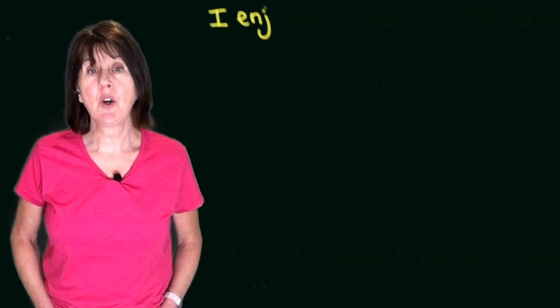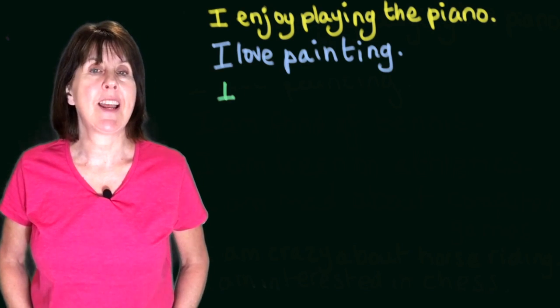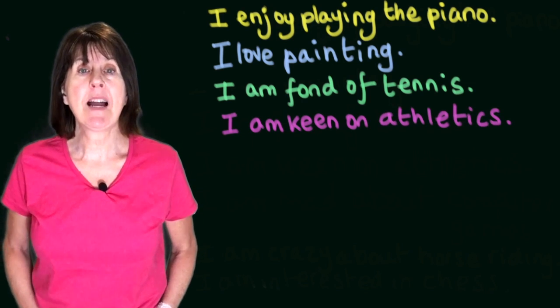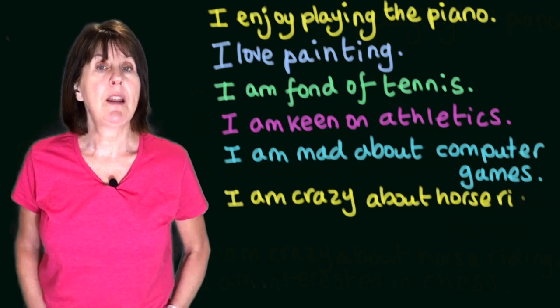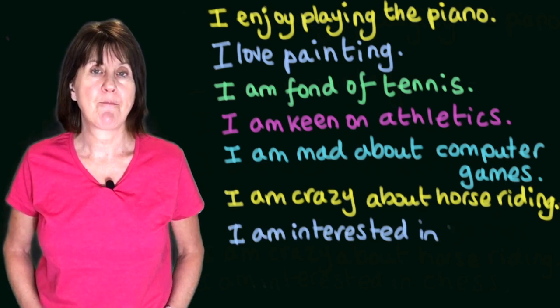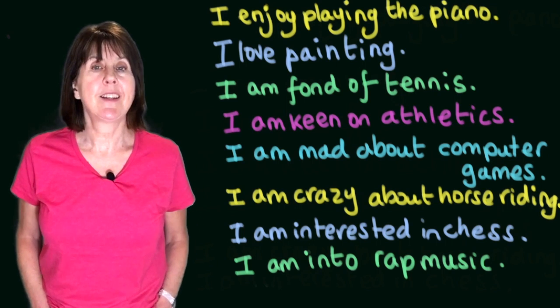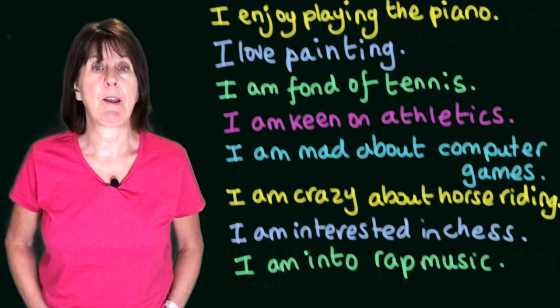You can say I enjoy playing the piano, I love painting, or you can change it by saying I'm fond of tennis, or I'm keen on athletics, I'm mad about computer games, I'm crazy about horse riding, or simply I'm interested in chess, or I'm into rap music. To be into something is a common phrasal verb to say you really like doing something.